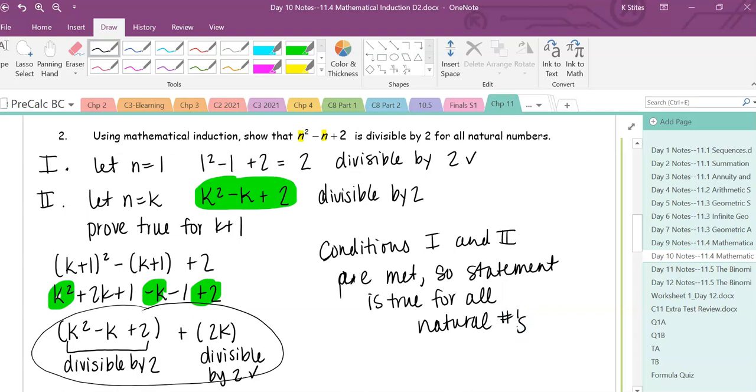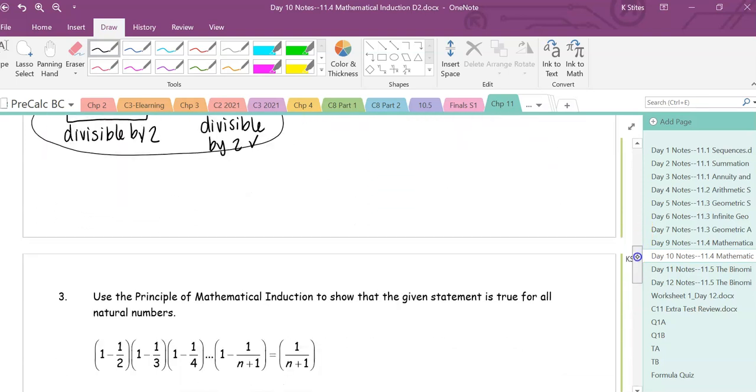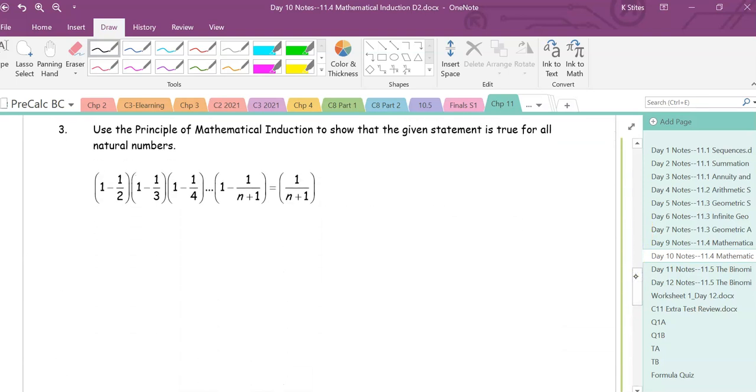All right, and we have one more, which is more similar to yesterday's, but it's still going to be a little bit different. Using the principle of mathematical induction, show that the given statement is true for all natural numbers. So what makes this one different is that you can see each of your terms are multiplying instead of adding. All right, but we can still use this.